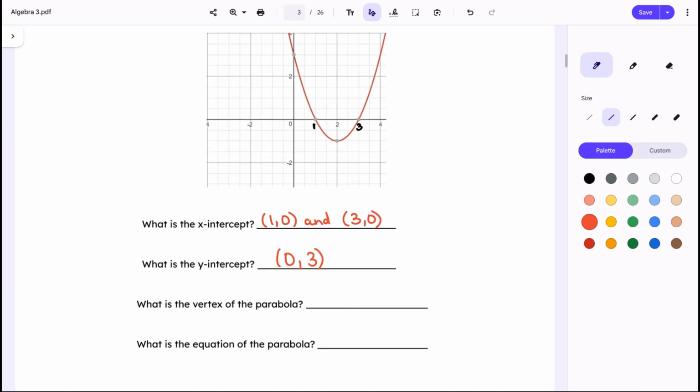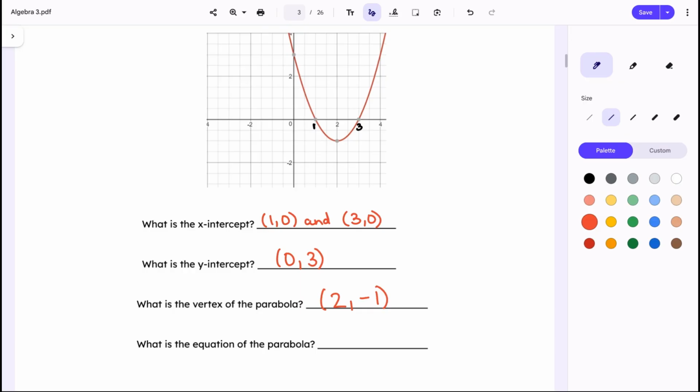Okay, it's asking next, what's the vertex of the parabola? 2, -1. I call it kind of like the turning point of the parabola. It's that point that causes the graph to decide, is it going to go up or is it going to go down? So this middle point here is 2, -1.